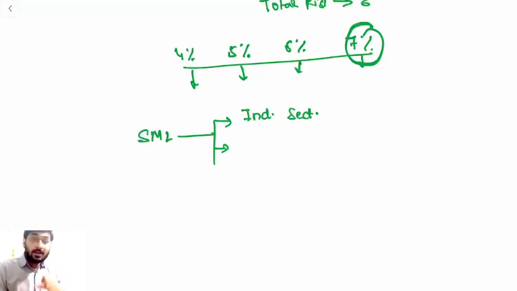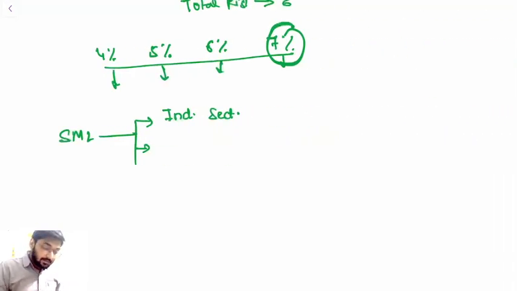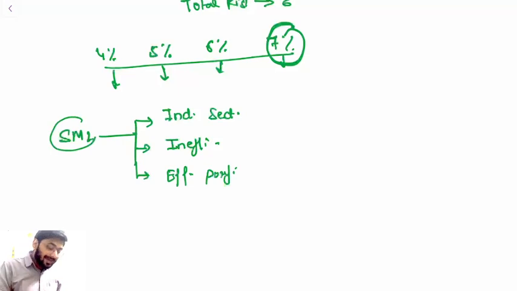Sir, it can be applied to inefficient portfolio. And sir, this can also be applied to efficient portfolio. You can use SML for individual securities, inefficient portfolio, as well as efficient portfolio. Clear? Now you remember the formula of CAPM.